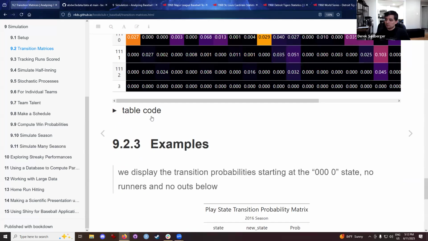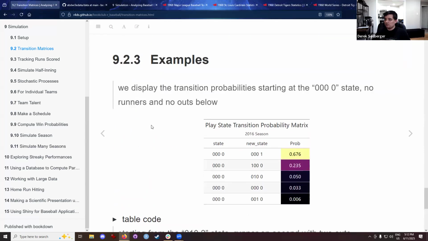Rather than looking directly at the 25 by 25 table, it might be easier to see a couple of more concrete examples. So here we display the transition probability starting at the bases empty, zero out state. No runners, no outs. There in the top right is the most likely outcome where you go from zero outs to one out, still no base runners. The second most likely outcome is that from that zero out, the batter hit a single, got on first base.